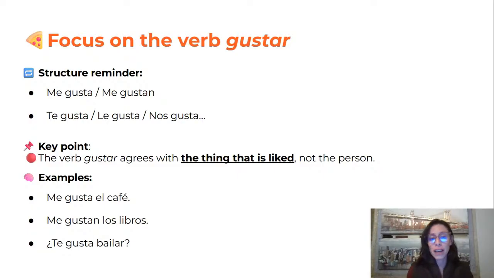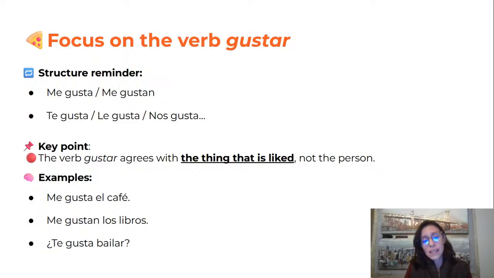Me gusta el café. The verb gustar agrees with the thing that is liked and not the person, that means when it comes to number. That's why you'll see that the coffee is just one. So the coffee, me gusta el café. So I like the coffee, just one.